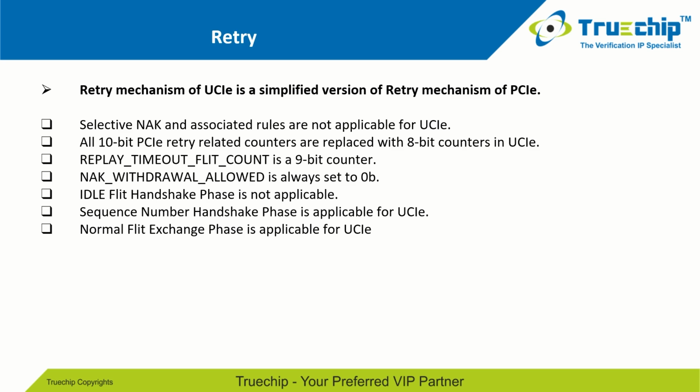Now, this is the retry mechanism of UCIe, which is a simplified version of the retry mechanism of PCIe. There are some features of the retry where selective NAK and associated rules are not applicable for UCIe. All 10-bit PCIe retry related counters are replaced with 8-bit counters in UCIe. There is a replay timeout Flit count, which is a 9-bit counter. NAK withdrawal allowed is always set to 0. And the idle Flit handshake phase is not applicable for UCIe, and the sequence number handshake phase and normal Flit exchange phase are applicable for UCIe.